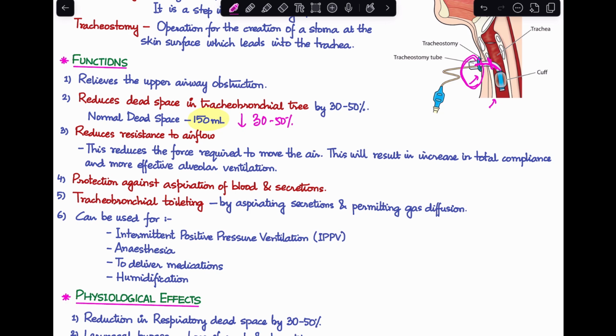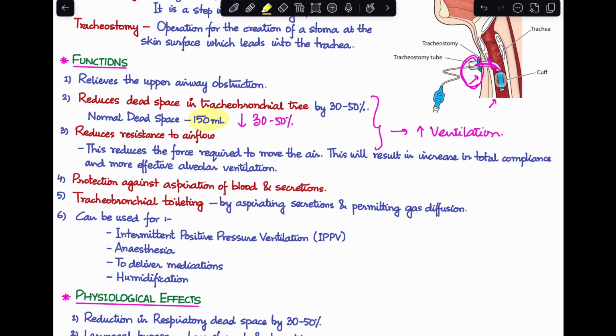And third, it also helps in reducing the resistance to the airflow. This reduced resistance will further reduce the force which is required to move the air, hence resulting in an increase in the total compliance and therefore more effective alveolar ventilation. So, these number 2 and 3 points together lead to improved airway ventilation in the patient.